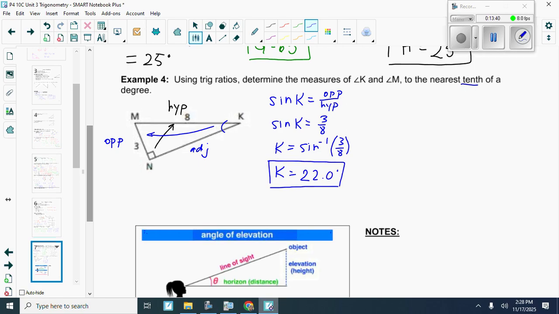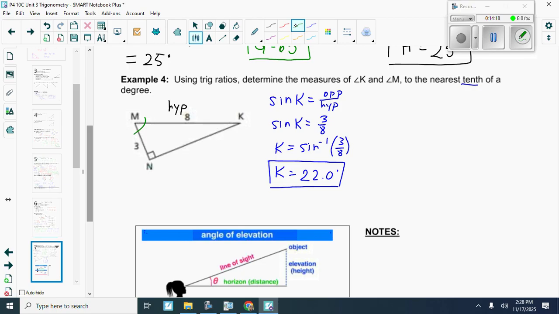You might be asking, what if you just put 22? If this were a test or a quiz, you would lose marks because you didn't include the tenth part. So make sure that you're always double checking what the question wants. It's usually going to ask for the nearest degree, so the nearest whole number, the nearest tenth, or the nearest hundredth, so 1 or 2 decimal places. Once you're done with that, go ahead and erase the labels on your triangle so that you're kind of fresh.